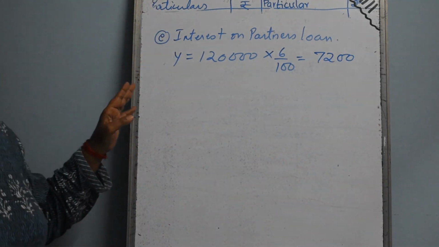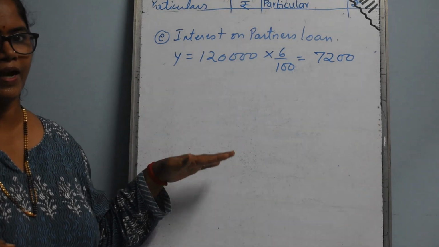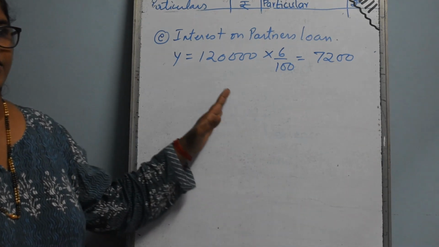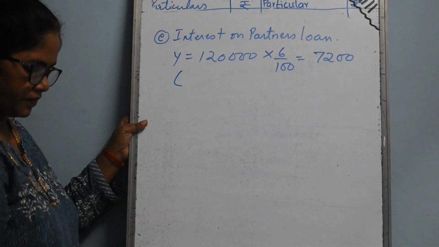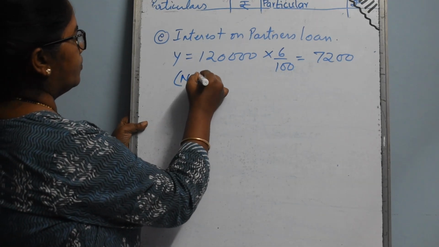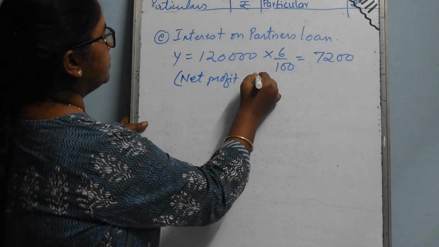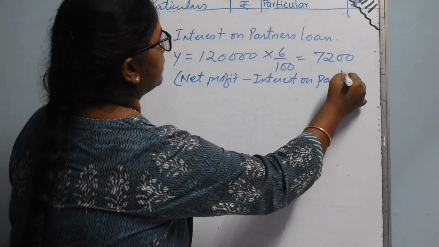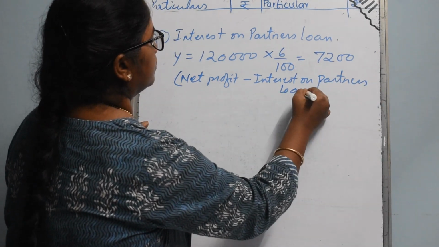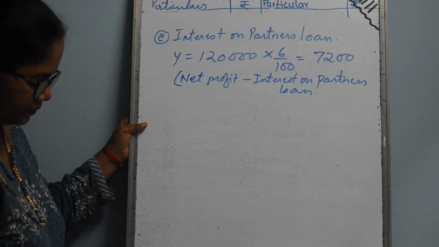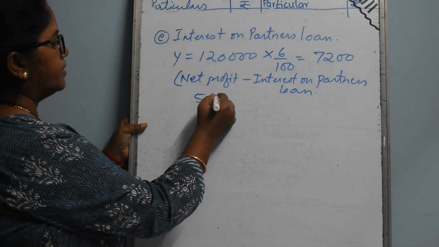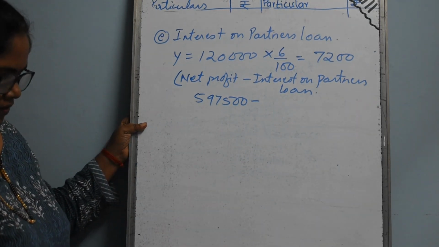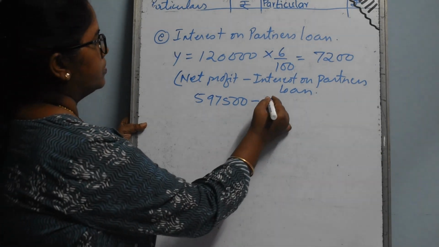Now, same as what we did for rent: from net profit we minus the rent paid to the partner and then showed the net profit in our profit and loss appropriation account. In the same way, from the net profit which is given, net profit minus interest on partner's loan. The net profit given in the problem is 5,97,500. 5,97,500 minus this amount, 7,200.